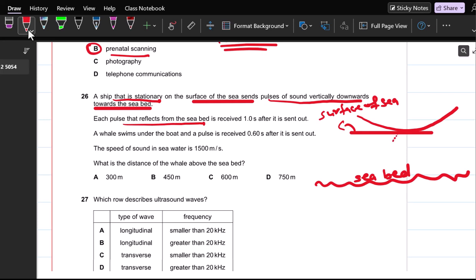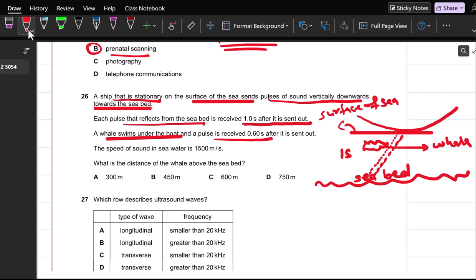Pulses जो है वो सेंड की जा रही है और जो इधर से वापस होकर आ रही है, it takes a time of 1 second after it is sent। 1 second। A whale swims under the boat। Suppose here is a whale, and a pulse is received 0.60 seconds after it is sent। एक पल्स यहाँ से रिफ्लेक्ट होकर आ रही है, उसका टाइम हमें गिवन है 0.6 सेकेंड। The speed of the sound is given 1500 meter per second। What is the distance between whale above the seabed?